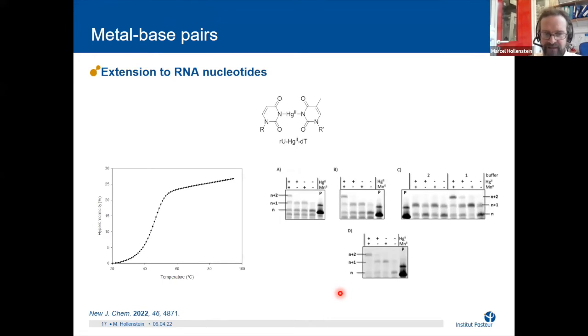Recently, we have also expanded that to not only DNA, but also RNA nucleotides, with a very simple system shown here. It's just the incorporation of ribouridine nucleotides opposite templating DNA dT by mercury-mediated metal base pairs. And we could show that, first of all, it forms stable metal base pairs, but also that they can be used for the synthesis of at least two modified base pairs, which opens up the possibility of having different chemistries than DNA at the level of the sugar in this context.